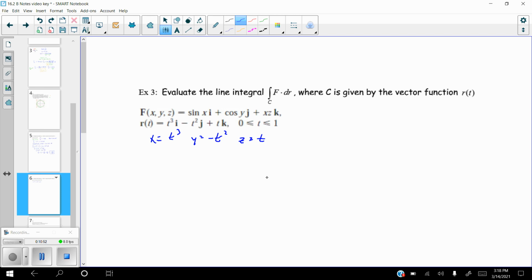Now we need to define our vector parametrically. So we need to redefine the vector part parametrically. So we're going to get the integral from 0 to 1.